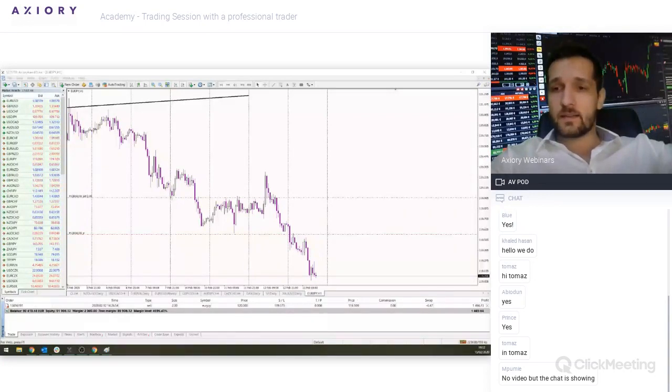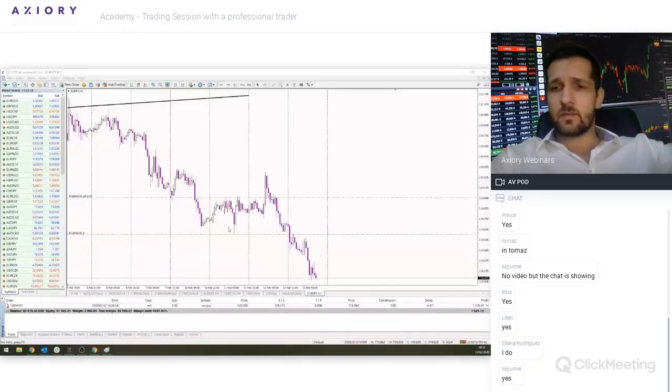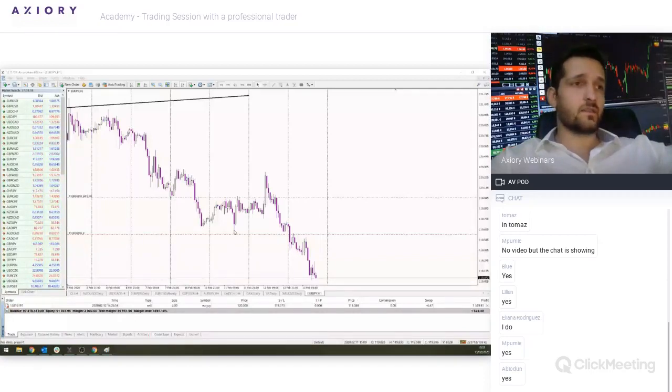Tell me, my friends, do you see my chart? Yes, you do. What is this instrument that I'm trading right now? It's Euro to Japanese yen. This is the hourly chart. No further introduction, guys. I'll get straight to the point. So no small talk today. Let's get straight to the trading. This is Euro to Japanese yen.